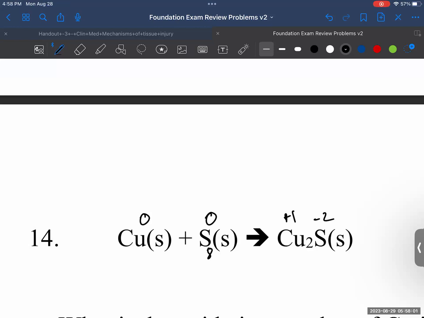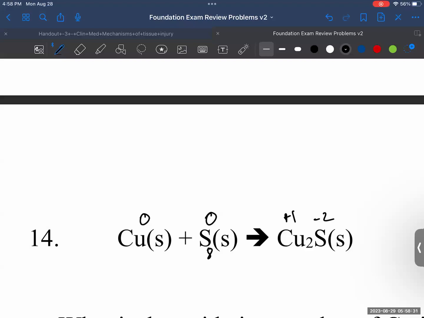All right, a little bit of a bonus question for y'all. Which element is oxidized and which one's reduced? Sulfur is reduced. Correct. So copper, right? Remember when it's getting to a more positive oxidation number, that means it's getting oxidized. And a more negative oxidation number means it's getting reduced.